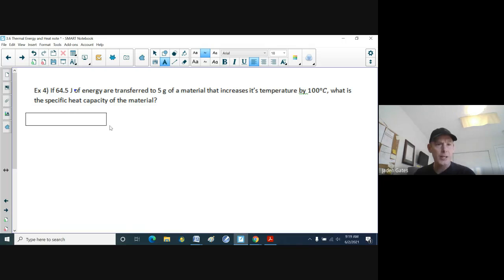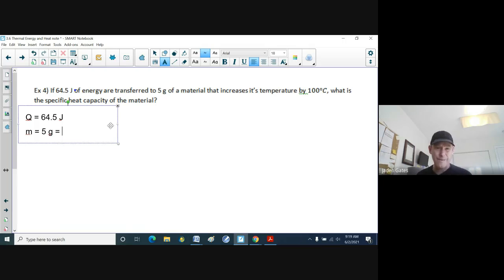Okay, so again, let's check it out. If 64.5 joules of energy, so that is our Q again. That's how much energy, heat, we're putting in this substance. Transferred to 5 grams of material. So again, grams, right? That's not going to help us out. We need to be in our standard unit. So I got to take 5 and divide it by 1,000 to get into kilograms, and I get 0.005 kilograms. Got to be in our standard units here. And that increases its temperature by 100 degrees. Well, that's our delta T here, a flat 100.